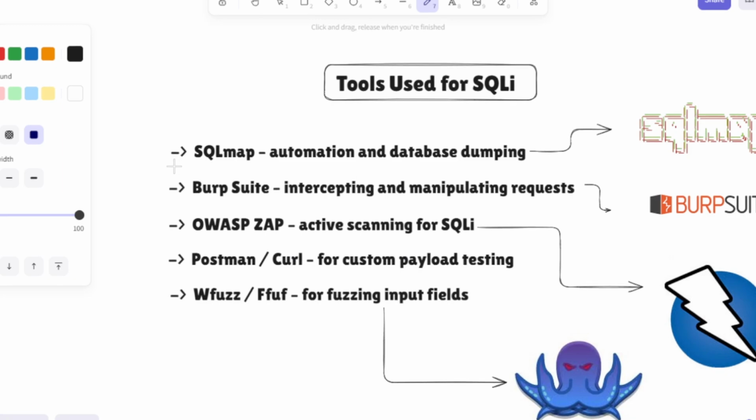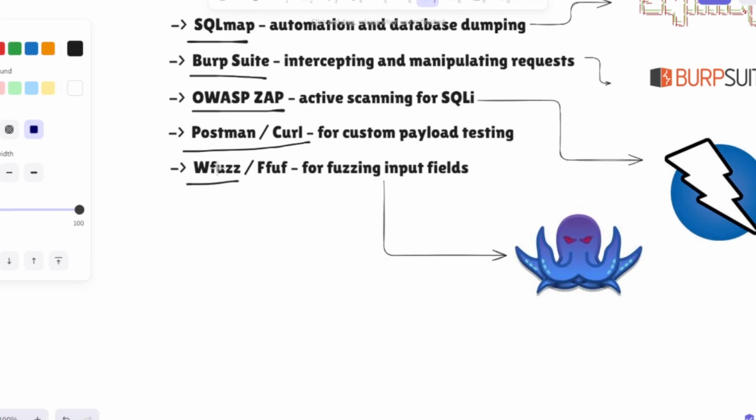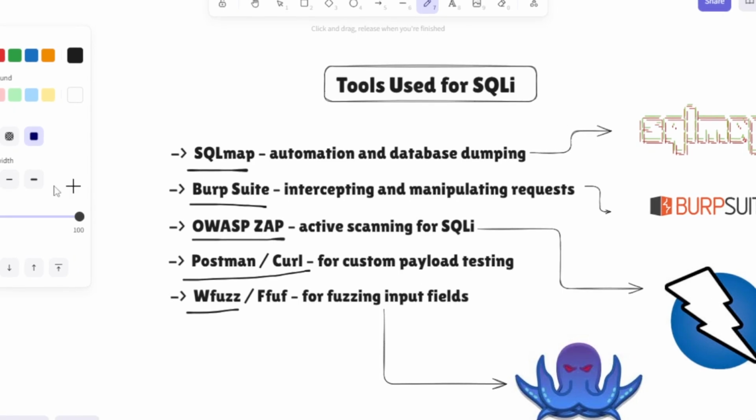Ethical hackers use various tools to detect and exploit SQLi. Tools include SQLmap, for automation and database dumping; Burp Suite, for intercepting and manipulating requests; OWASP ZAP, for active scanning for SQLi; Postman or curl for custom payload testing; and Wfuzz or ffuf for fuzzing input fields. These tools are easy to learn and used in bug bounty, pen testing, and even red teaming.